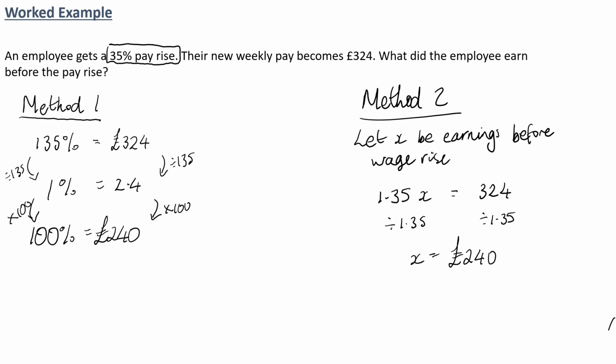You get full marks either way. I would probably argue that this has come up in a paper 1 in the past, which should make this strategy a wee bit more straightforward. I would suggest following this strategy where you might have some awkward decimals to work with. What will we say? The employee earned £240 before the wage rise.